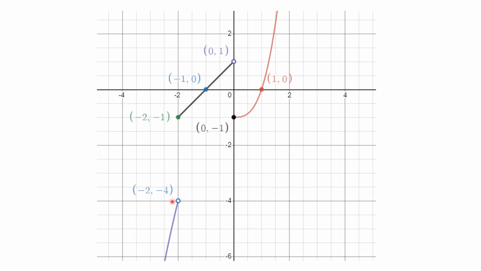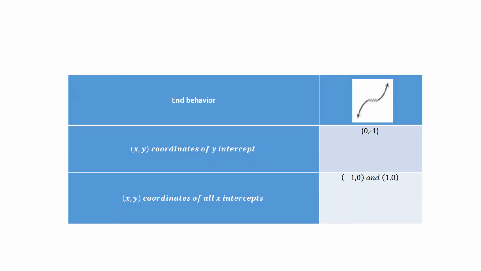So the end behavior is a left-handed wave because it's going up like this and going down like that. So it's a left-handed wave, as they're facing you. It is discontinuous. Your graph should look like that. There are two x-intercepts at (-1, 0) and (1, 0), and the y-intercept is at (0, -1). So let's look at the way we would fill out the table, and there's our end behavior, the y-intercept, and the two x-intercepts.